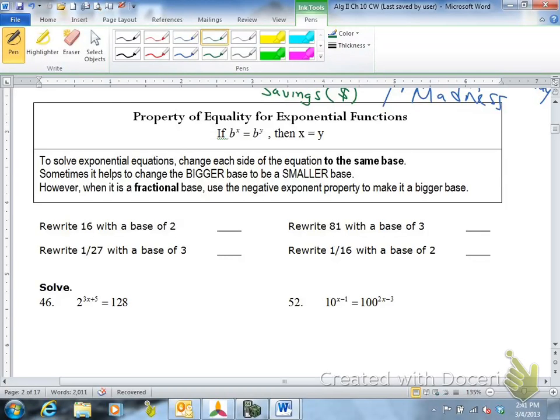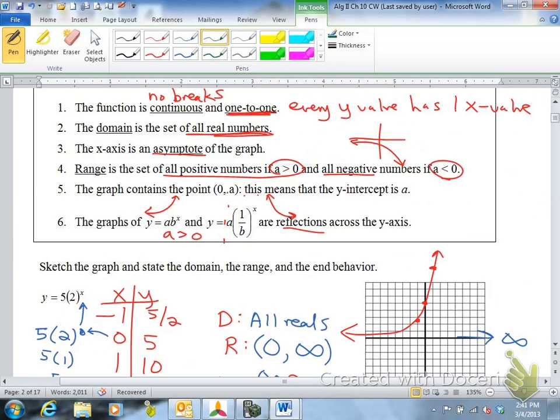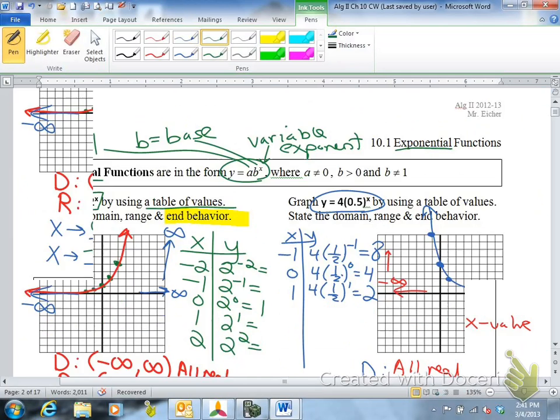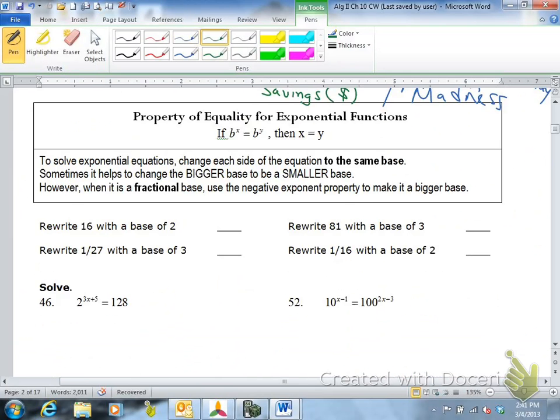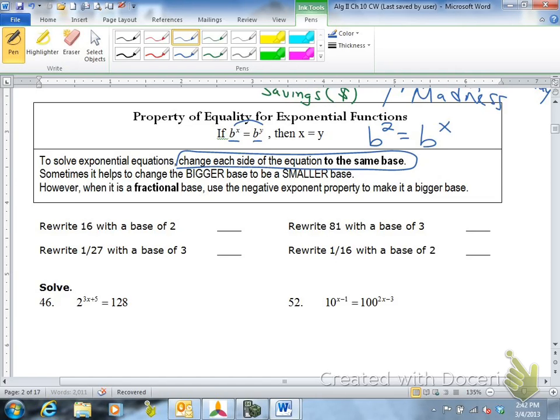Okay, so the second part of these class notes is chapter 10.1. Property of equality: if two bases are the same, then you can say the exponents are also the same by logic. So if you had b to the 2 equals b to the x, hopefully it doesn't take too long to figure out that x equals 2. To solve exponential equations like the one below, we change each side of the equation to have the same base. To be able to use this property, we need the same base.